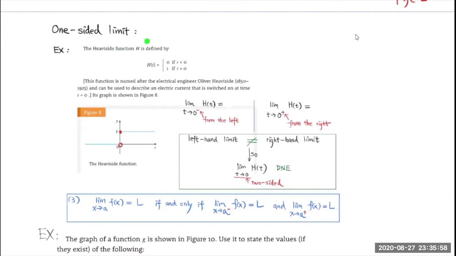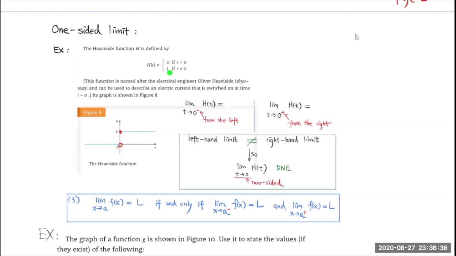Now let's talk about one-sided limits. This is an example of a piecewise defined function. This is called the Heaviside function, h. It's defined to be 0 when t is less than 0. So when t is less than 0, h of t equals 0, so the graph will be like this. Because this is strictly less than 0, there should be an open gap right here.